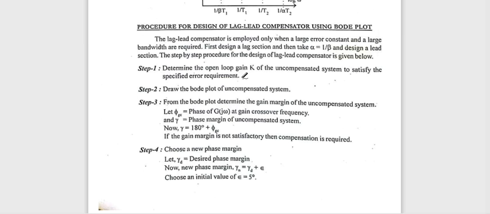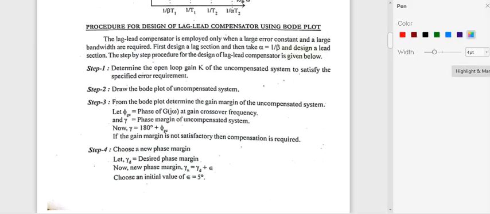If we have an open loop system G(s) and the steady state gain K is not specified in the question, we need to find K by using the specified error requirements given in the system, and we find the value of K in the first step. Next, by considering the K, we are going to draw the Bode plot of the uncompensated system.